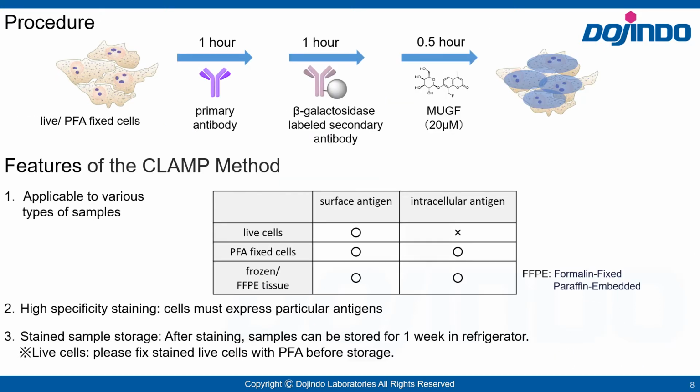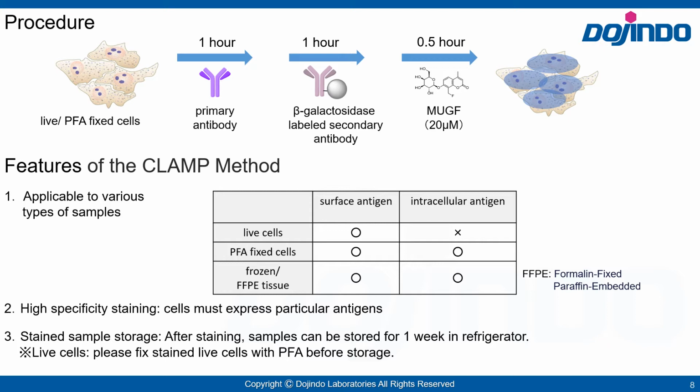Now, we can discuss experimental operation and what the clamp method can accomplish. The typical clamp method experimental procedure involves treating cells with the primary antibody for 1 hour, and then with the beta-galactosidase conjugated secondary antibody for 1 hour. The cells are then treated with MUGF, a beta-galactosidase substrate, for 30 minutes before being washed and measured for fluorescence.